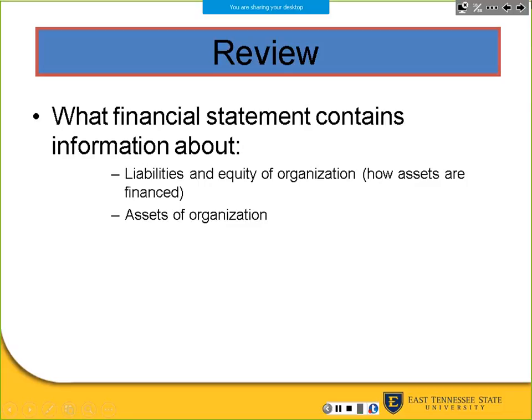So what about the liabilities and equity of the organization, and the assets of the organization? What financial statement is going to tell us that? The balance sheet, right? Because we want assets to equal liabilities plus equity.